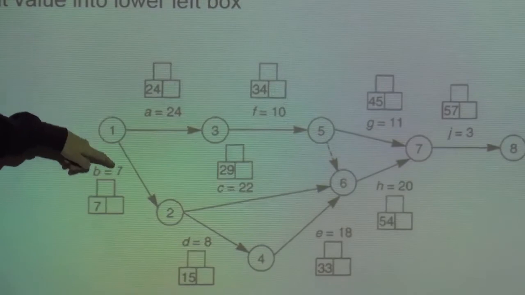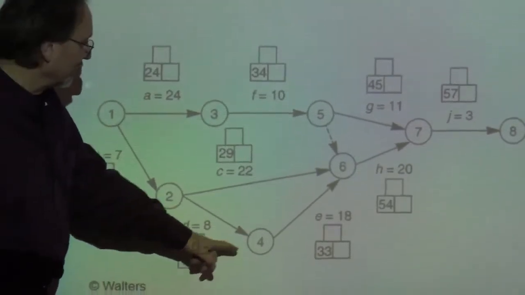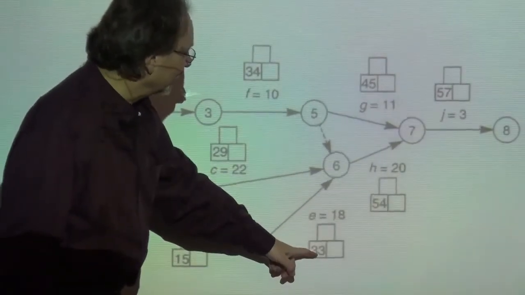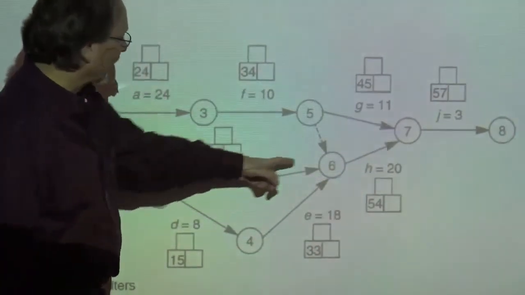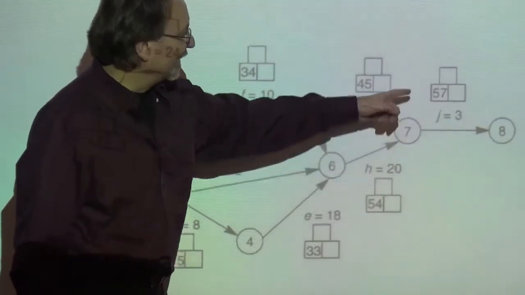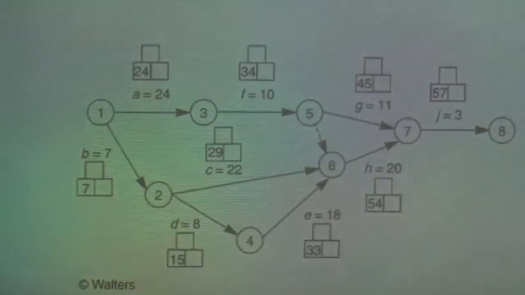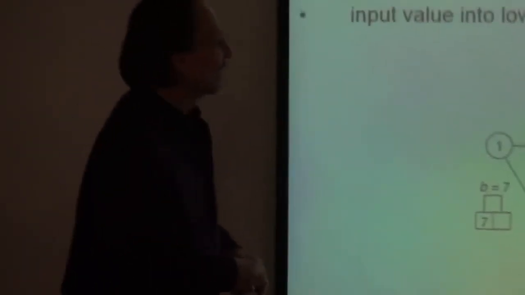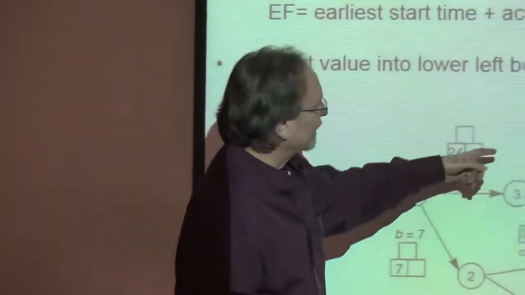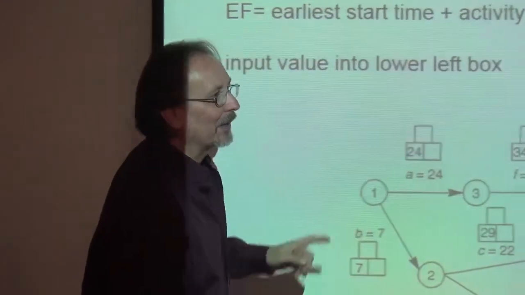Go to our other path, which is 7 plus 8 is 15, plus 18 is 33. But again, you don't add 20 to that because you've already gone through across the critical path and got 54 to get 57 there. So that is the earliest finish. It's the earliest start time plus activity duration. Earliest start time meaning whatever the limiting path is. And if it's not along the critical path, then you can't start it until that activity is finished.